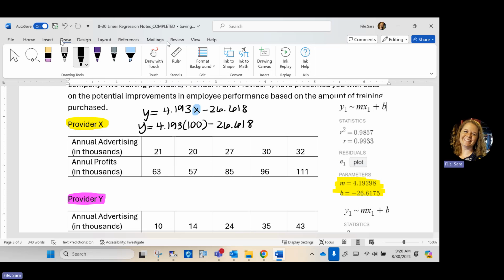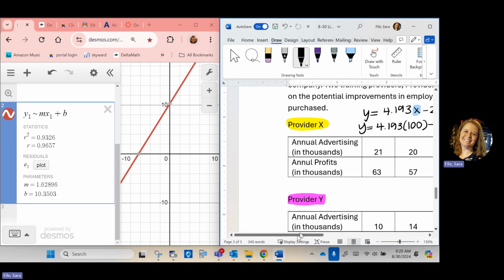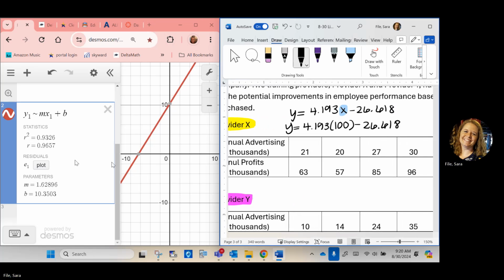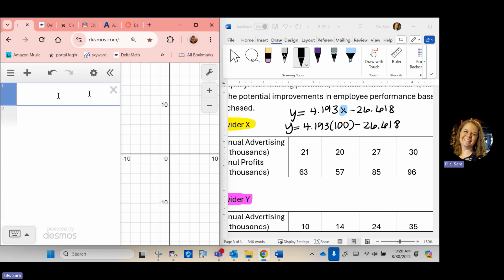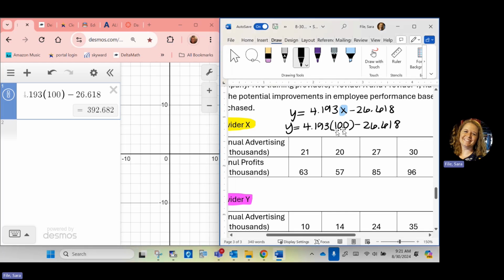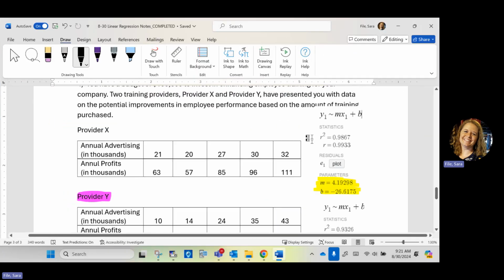So I'm going to come back to Desmos, my calculator, clear everything out. All right, so 4.193 times 100 minus 26.618. Okay, so this is the value we get. I'll pull it up in just a second. I'm going to go ahead and do provider Y's so we can have them on the same screen to compare.